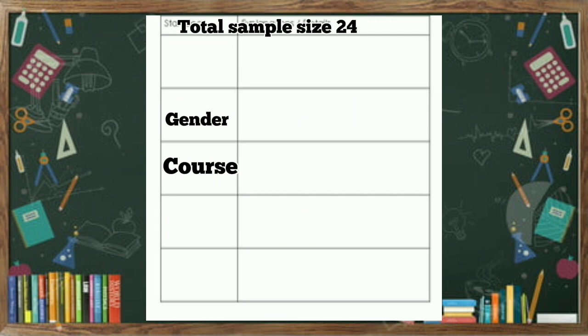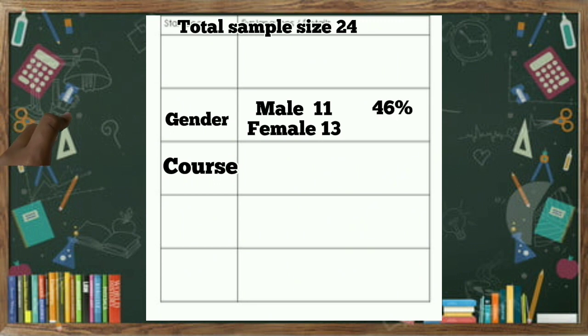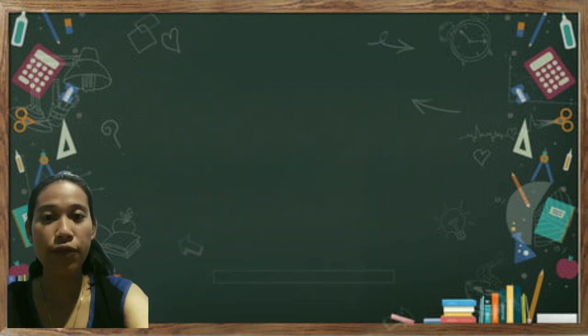So, how will we do it when it comes to gender? Out of the respondents, how many are male, and how many are female? Let's say 11 male and 13 female. So, out of this 24 total sample size, 11 is male, which is 46% of the total sample size, and female is 54%.